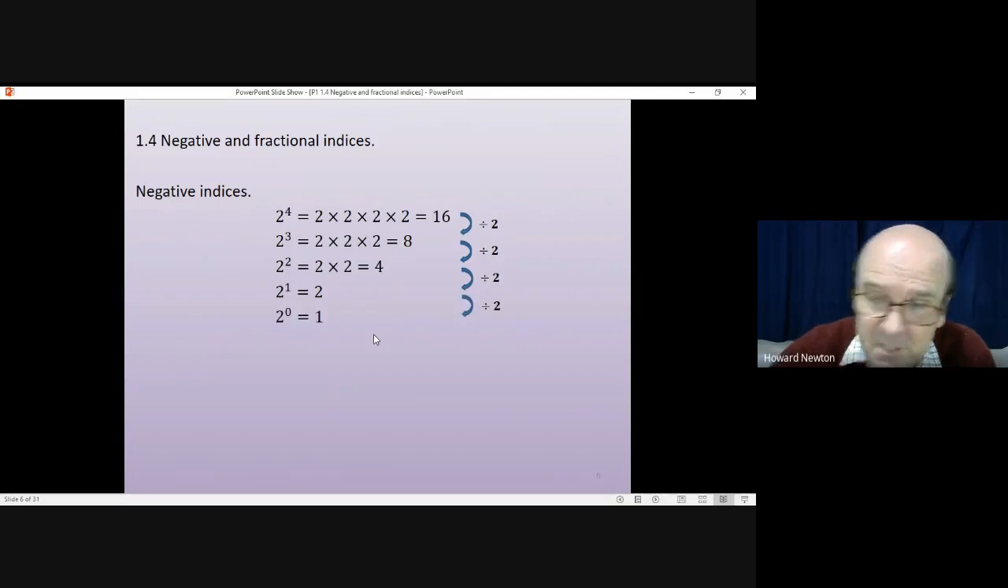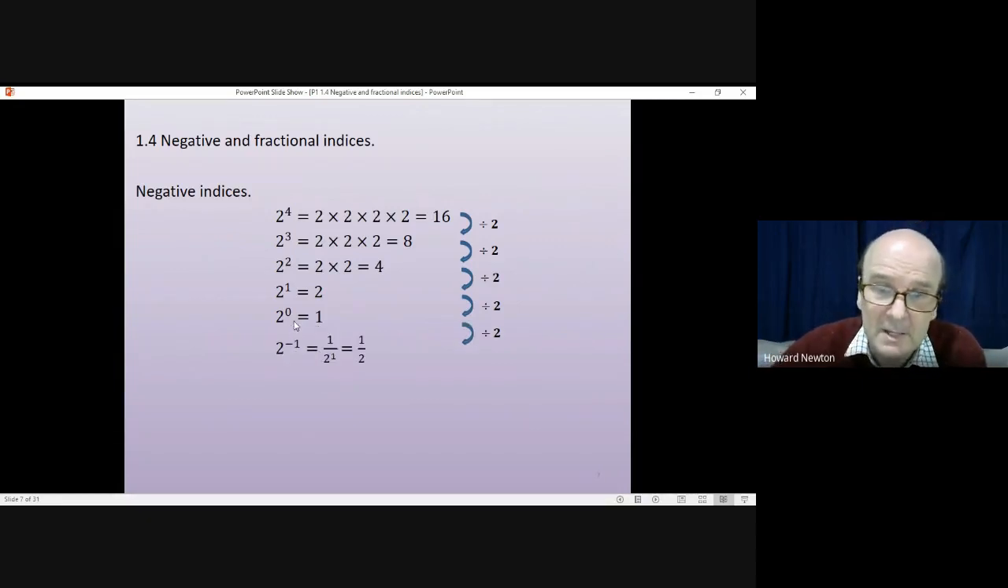Then we hit one of the first interesting ones. Divide by 2 again, the power goes down by 1 again, and it goes down to 0. 2 to the power of 0 equals 1. In a similar fashion, you can show that any number to the power of 0 must equal 1.